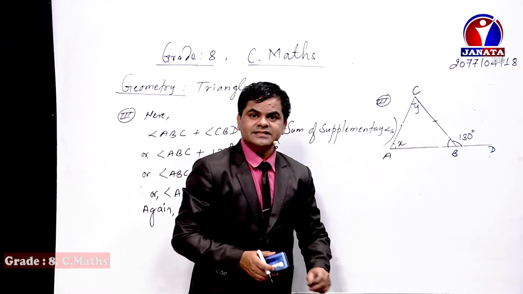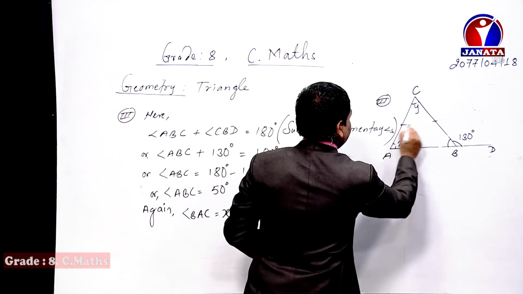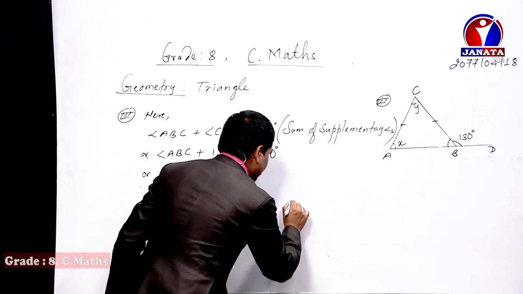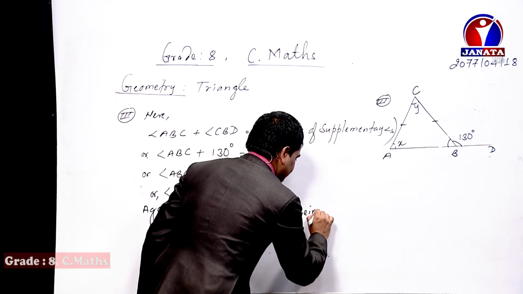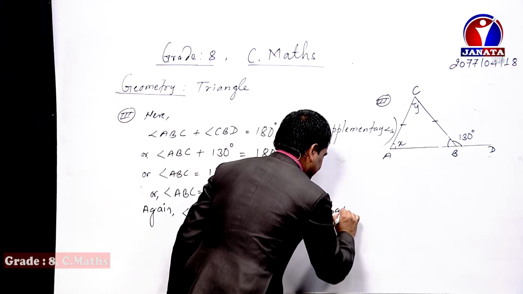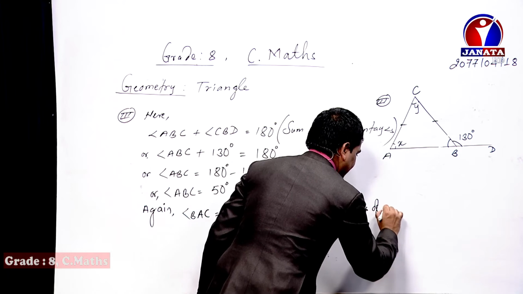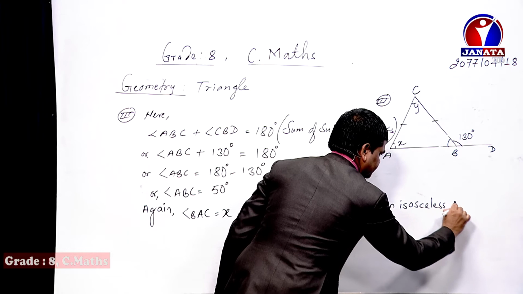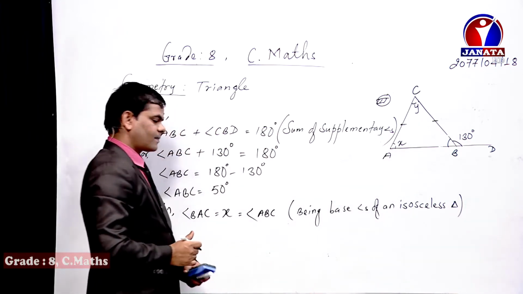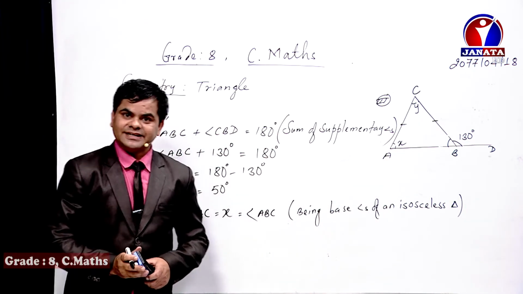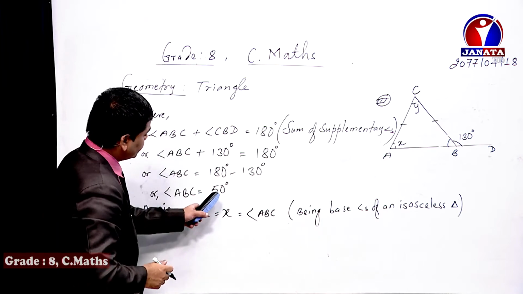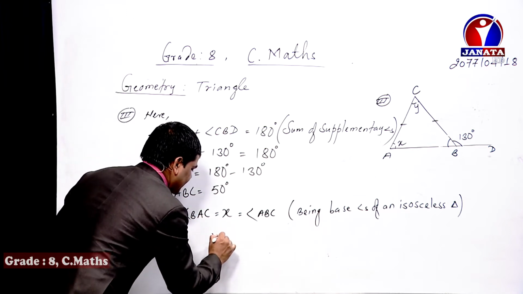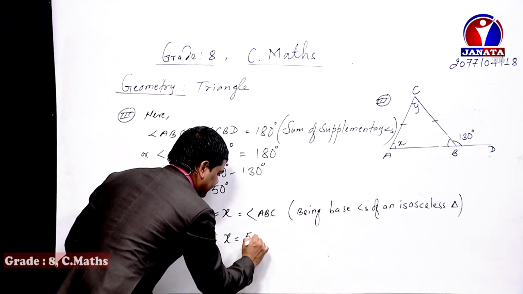What's the reason why these two angles are equal to each other? Because there is the sign of two sides being equal to each other. As a result, it is an isosceles triangle. Being base angles of an isosceles triangle. As we have already found the value of angle ABC as 50 degree, therefore you can write x also as 50 degree.